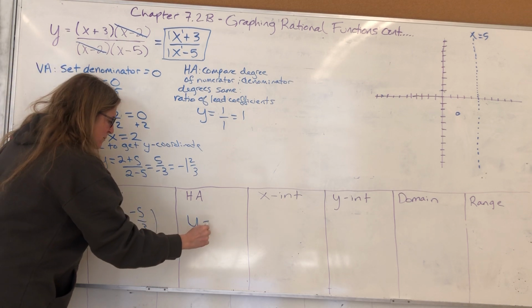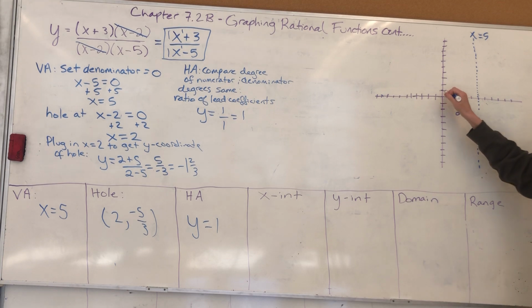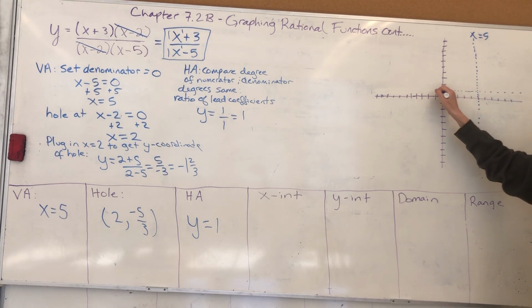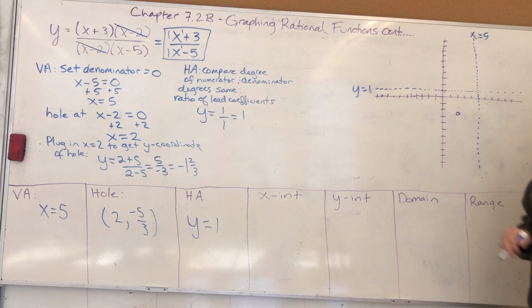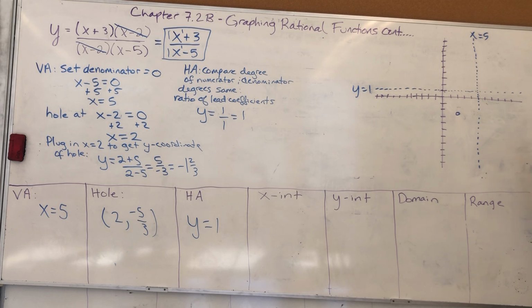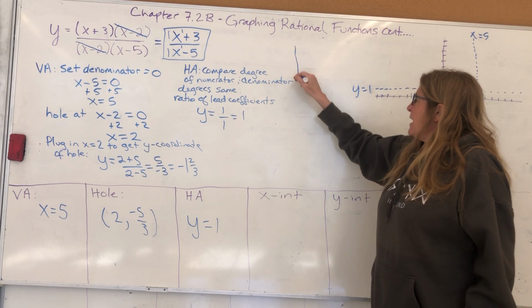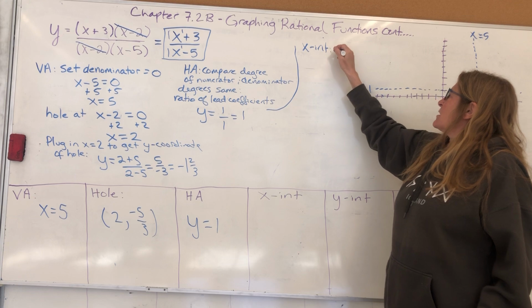Now a horizontal asymptote is a dashed line, but instead it's going horizontally. So I'm going to go from here where y is 1 all the way along here. So there's my horizontal asymptote. Okay, so we have our hole, but we need some other points. So the x-intercept, if you remember, is where y equals 0.